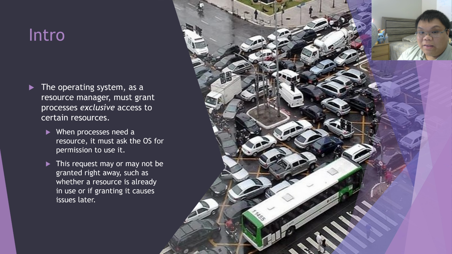We are now looking at the operating system as a resource manager. The operating system must then grant a process exclusive access to certain resources. When a process needs a resource, it must ask the OS, "Can I use this resource, please?" And that request may be granted right away, or it may be rejected. Why would the operating system reject a request for a resource? Simple, because some other process may already be using it.